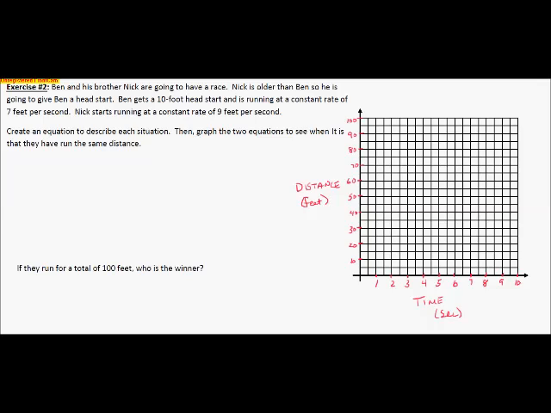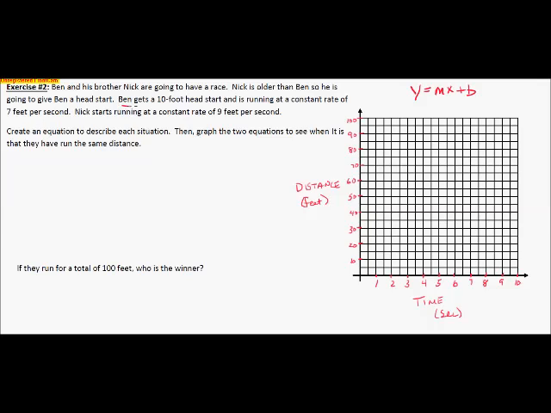Alright guys, this is number 2, and you're going to find this one is very similar, but we've got some different units that we're dealing with. I'm going to put y equals mx plus b up here again, because I know that these equations are going to take this form. It says Ben and his brother Nick are going to have a race. Nick is older than Ben, so he is going to give Ben a head start. So Ben gets a 10-foot head start and is running at a constant rate of 7 feet per second.